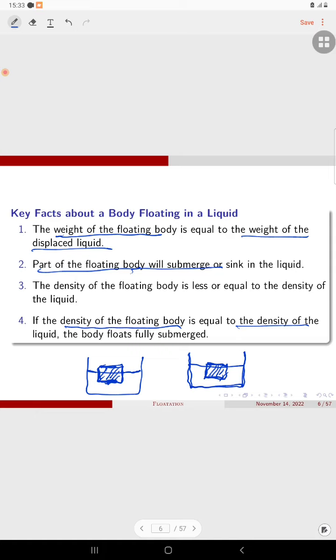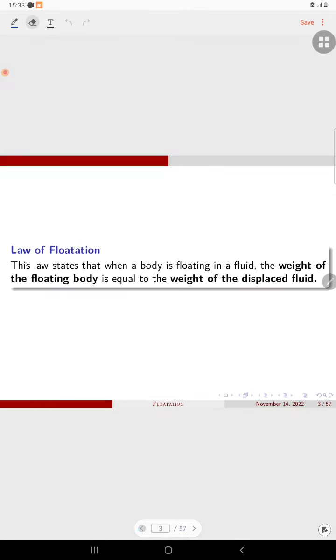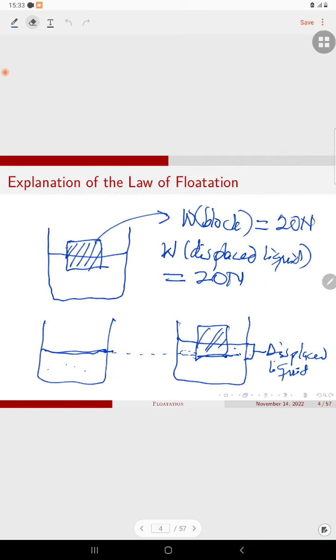So this is our lesson 1 on flotation. Kindly take note of these things because we are going to apply them in our subsequent lesson. So just a quick recap. What is the law of flotation telling us? The law of flotation is saying that when a body is floating in a liquid, the weight of the floating body is equal to the weight of the displaced liquid. So if the weight of the floating body is 5 newtons, then the weight of the displaced liquid will also be 5 newtons. That is the meaning of the law.